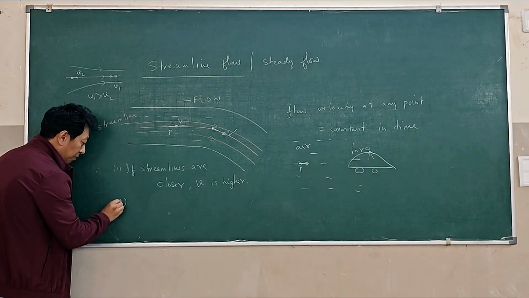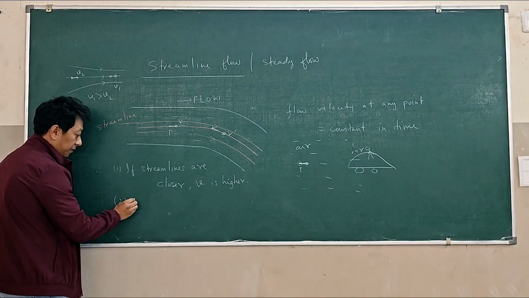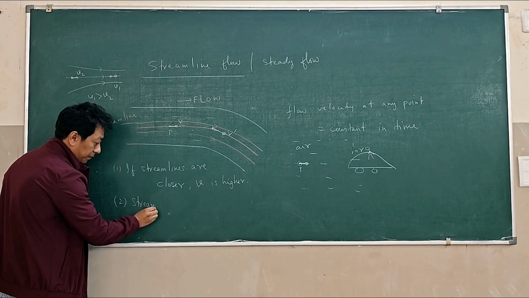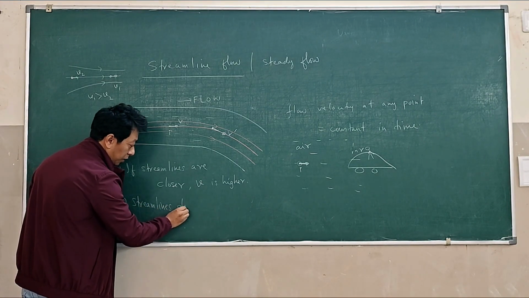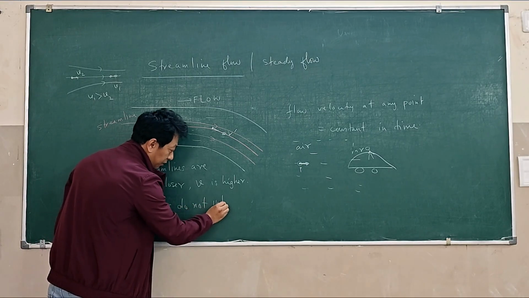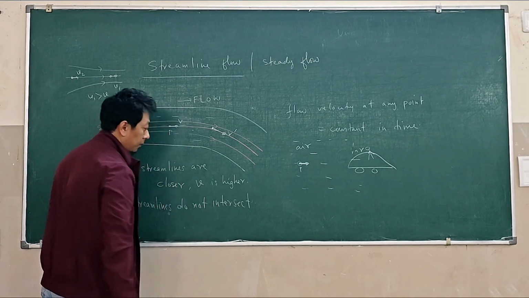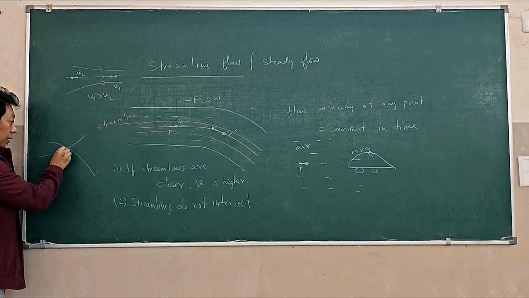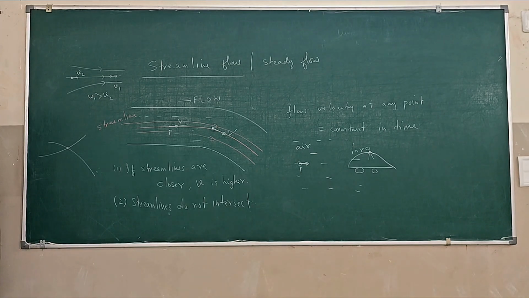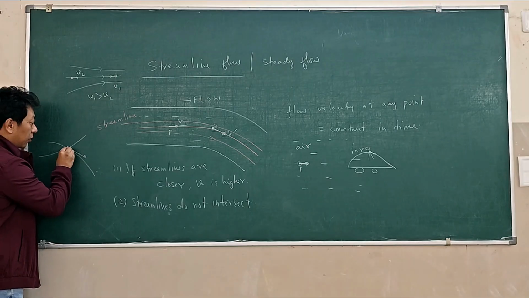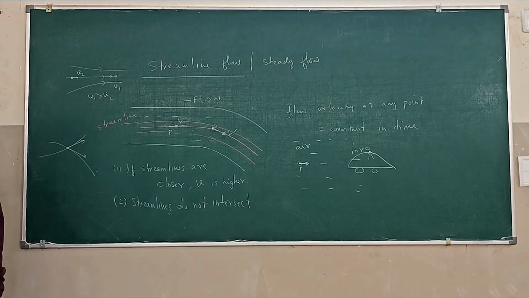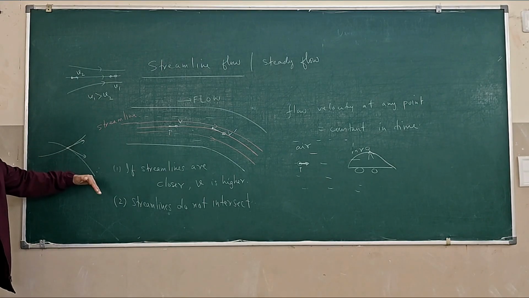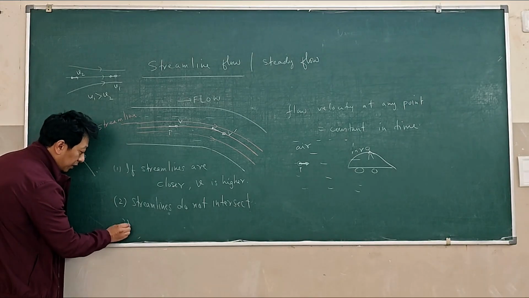Second property of streamline is they don't intersect. Streamlines do not intersect. Why? If they intersect, then at the point of intersection, the fluid velocity can be either here or here. Because this is representing path. If this is representing path, what does it mean?